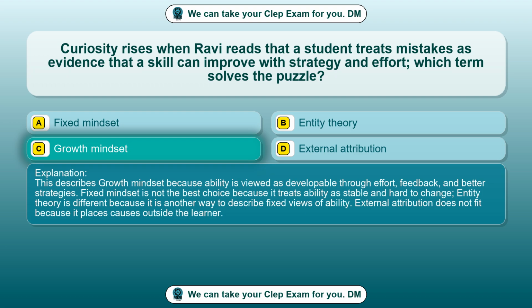This describes growth mindset because ability is viewed as developable through effort, feedback, and better strategies. Fixed mindset is not the best choice because it treats ability as stable and hard to change. Entity theory is different because it is another way to describe fixed views of ability. External attribution does not fit because it places causes outside the learner.